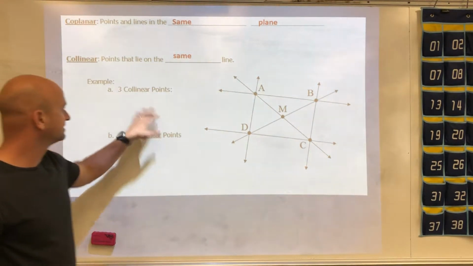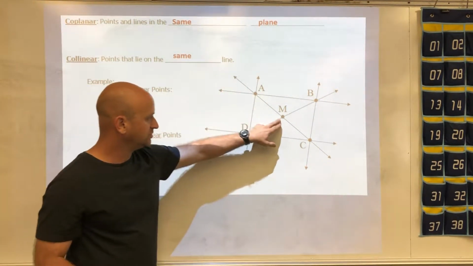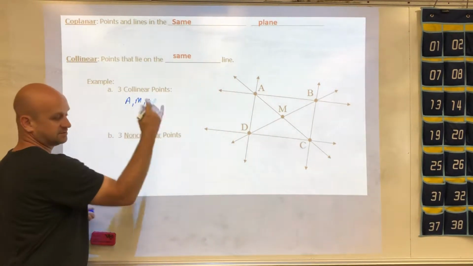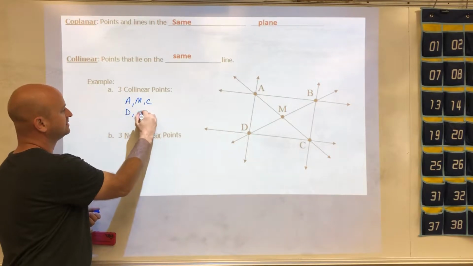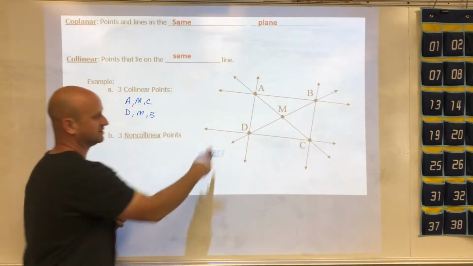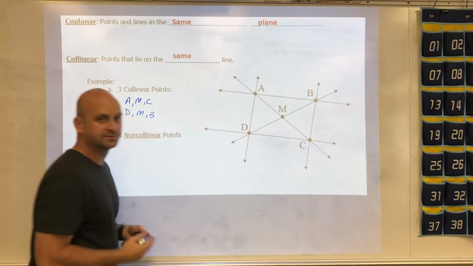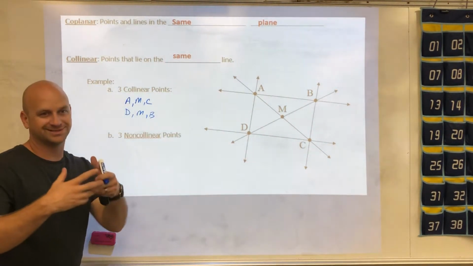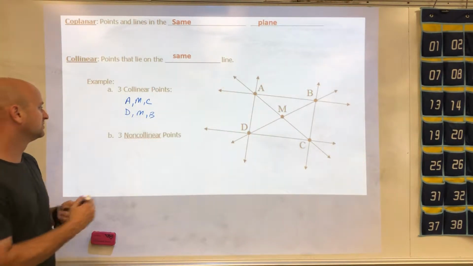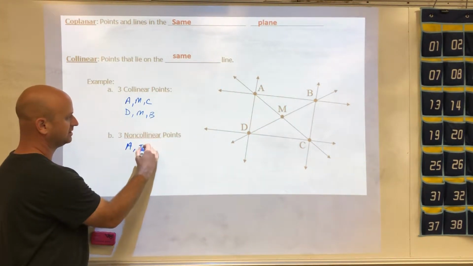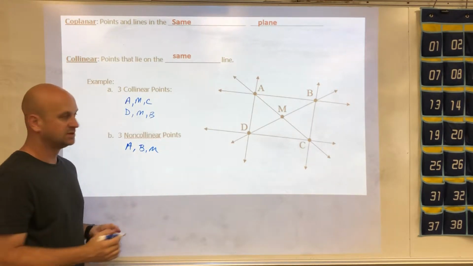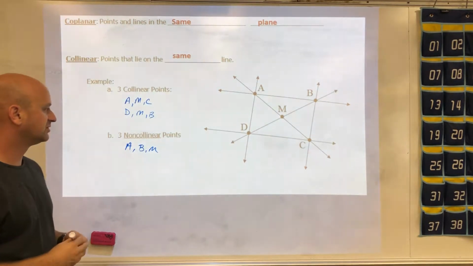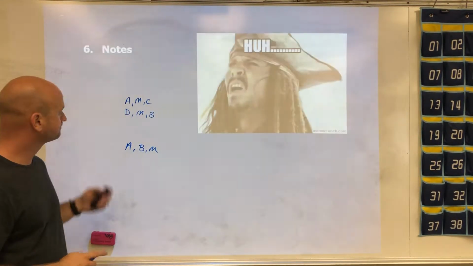So if we look at this example here for 3 collinear points, we see that A and C are 3 points on the same line. We also see that D, M, and B are on the same line. So AMC, DMB are the collinear points. Now non-collinear points means one of them is not on the same line. So in this case, here would be an example, would be A, B, and M. So we see A and B are in the same line, but M is not. So that would be one example of a non-collinear point.